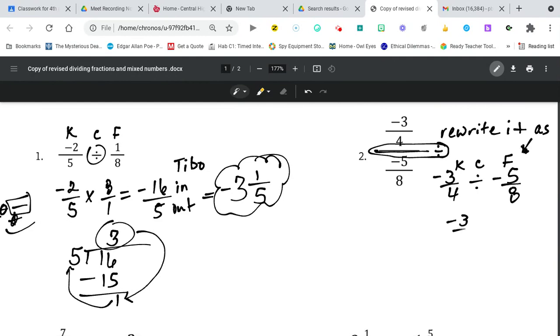All right, so that'll be negative 3/4. I'm going to change division to multiplication and flip that. That'll be negative 8/5. I don't flip my negative sign. I just flip the numbers around. So if the negative with the bar is in the numerator, I don't flip it, guys.